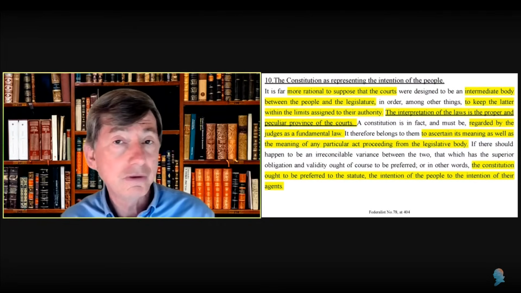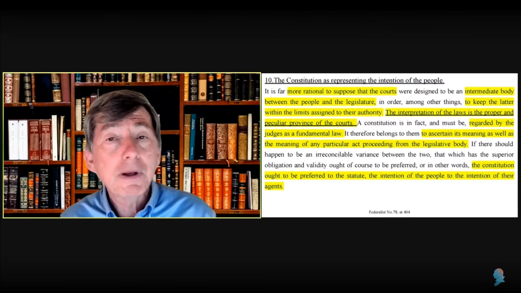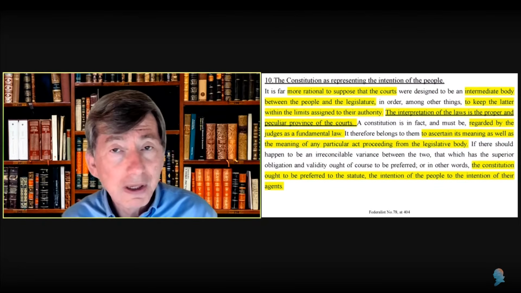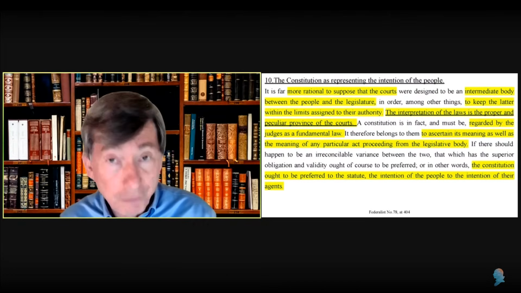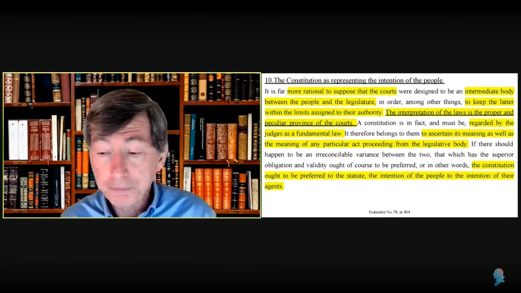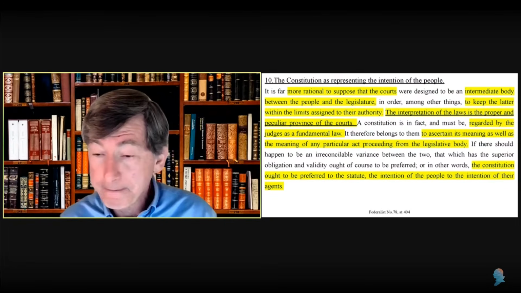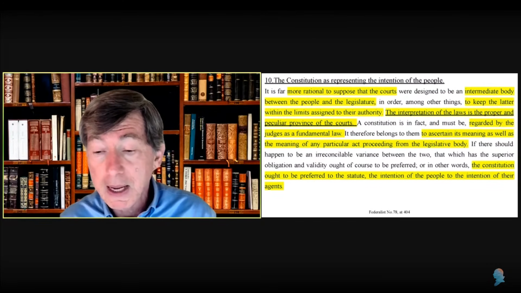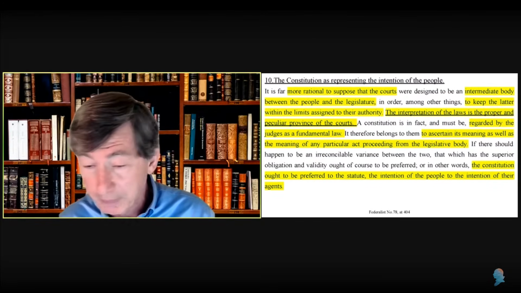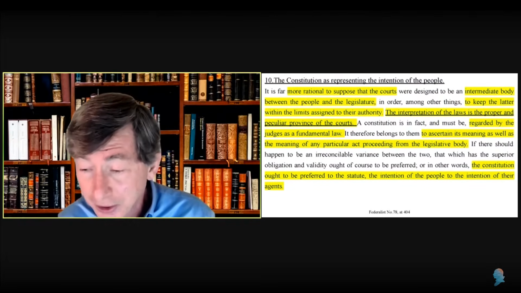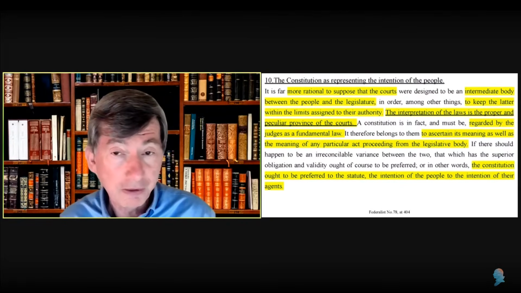Until our Constitution, constitutions were, with one exception, purely political. The idea that a constitution is law is really very new. And so judges are ruling on law, "to ascertain the meaning as well as the meaning of any particular act proceeding from the legislative body. The Constitution ought to be preferred to the statute, the intention of the people to the intention of their agents."